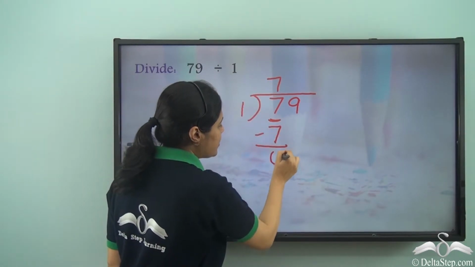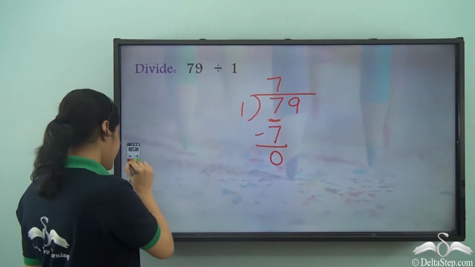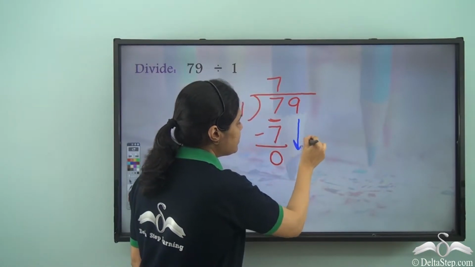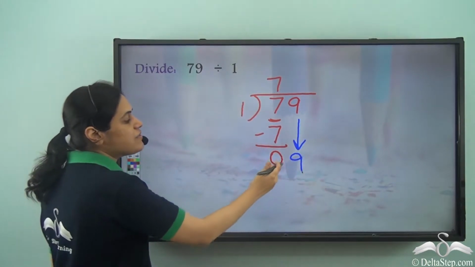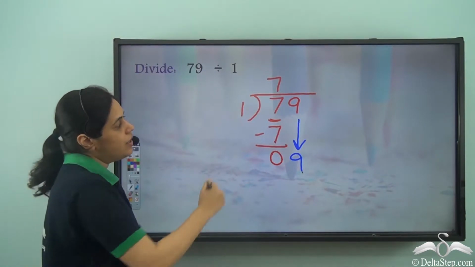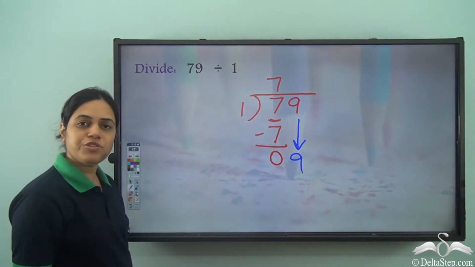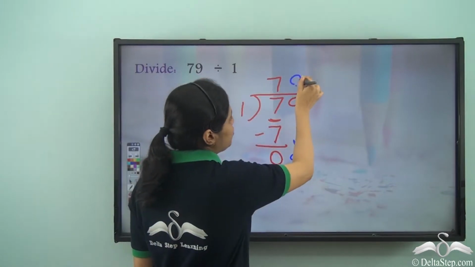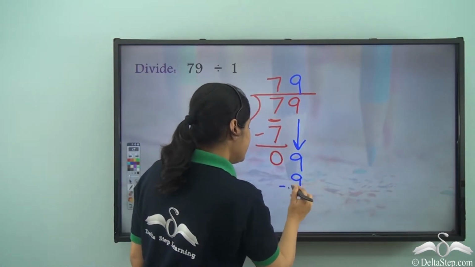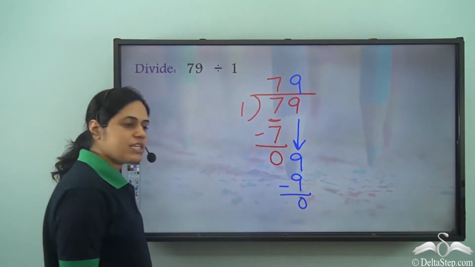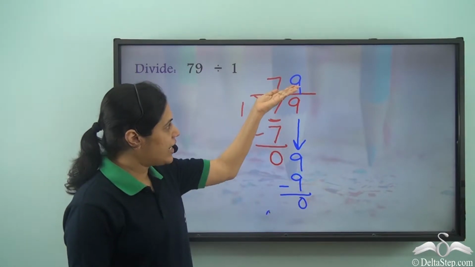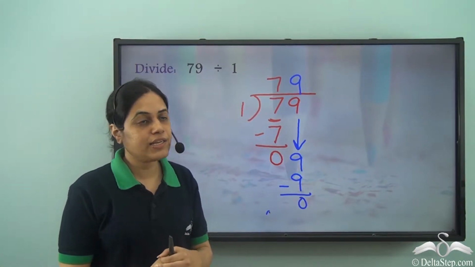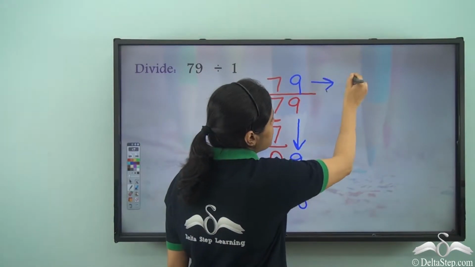I subtract it to get 0. Next, I bring this 9 down. So I have 0, 9, or only 9. How many times does 1 go into 9? 1 into 9 is 9. So I have 0 as the remainder and the quotient is 79. So 79 is the quotient.